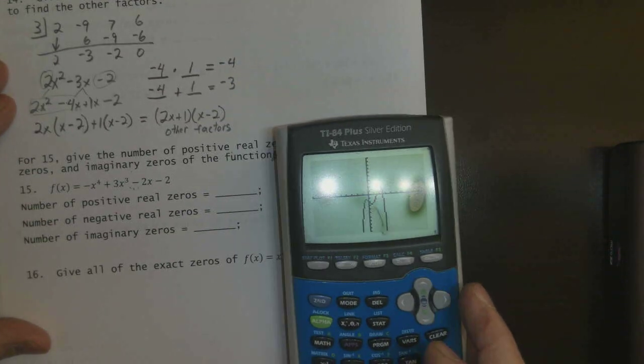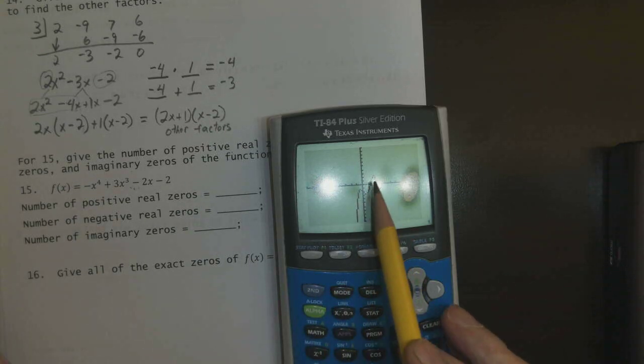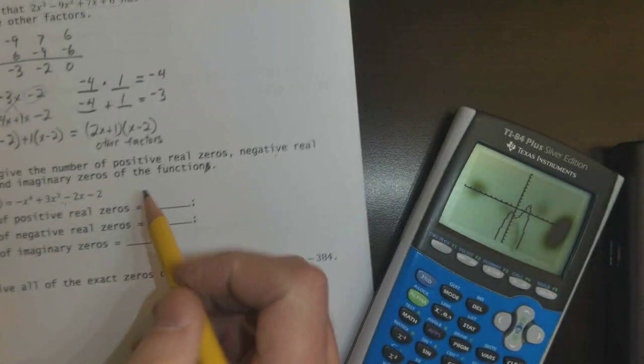Now, what am I seeing here? All they want is quantity. They don't want to know what they actually are, but I see a positive zero here. The ones on this side, one here and one here. So I have two real zeros.